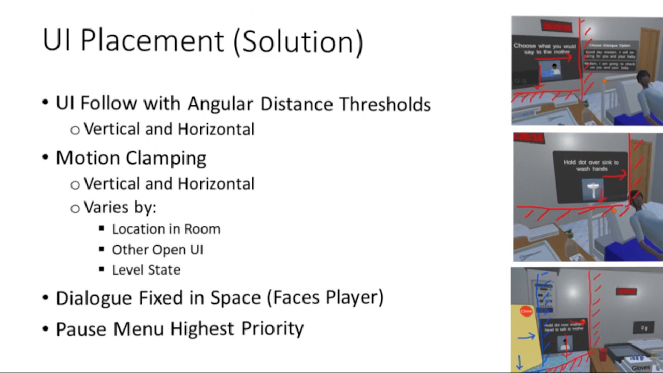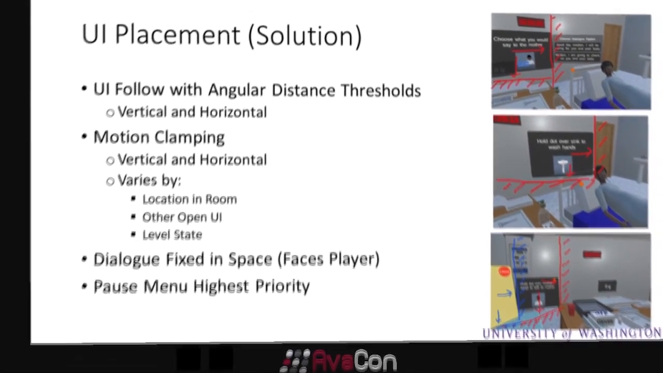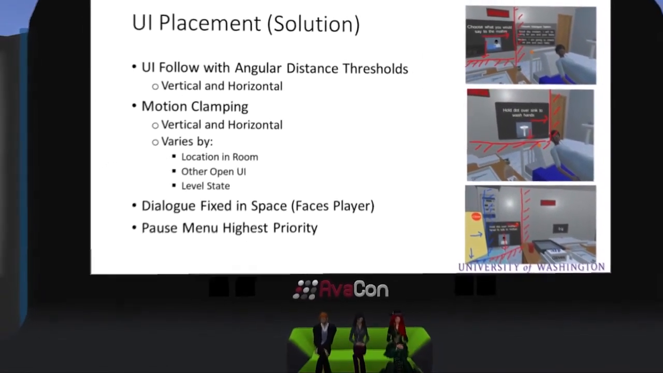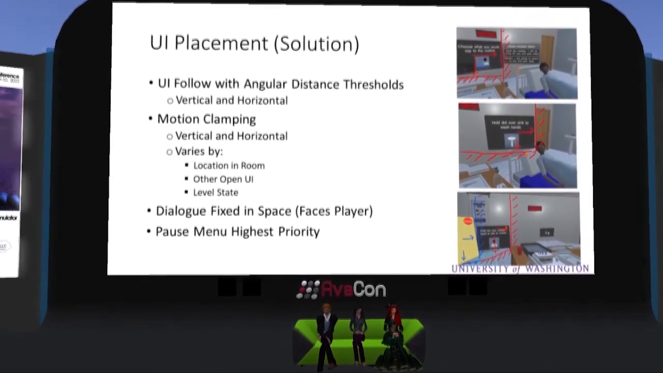And in order to prevent them from obscuring key things, we had to introduce some motion clamping, both vertically and horizontally. And that clamping had to change throughout the experience. So depending on what other UI was open, depending on what is important to be able to interact with at that time, or where you're standing in the room, those angular regions that the UI cannot cross into might be different.